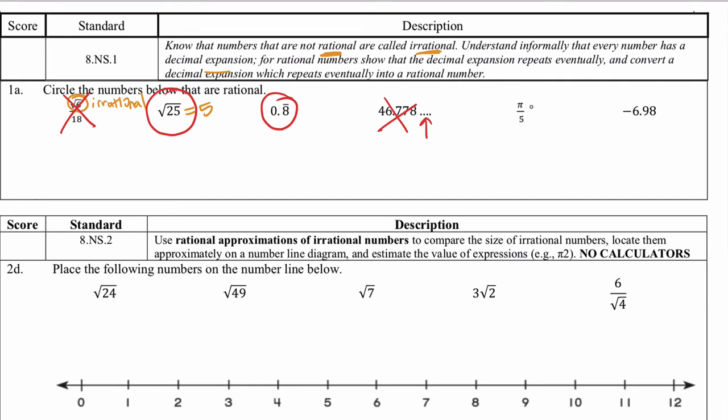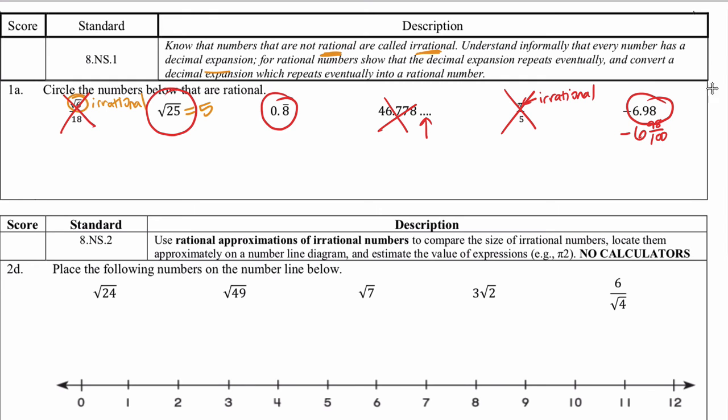Pi over 5. Pi is approximately 3.14, but it is an irrational number. If you divide an irrational number by 5, you still have an irrational number, so I'm going to cross that off. Negative 6.98, or negative 6 and 98 hundredths. So that one is rational. It can be written as a fraction. So that one is rational.